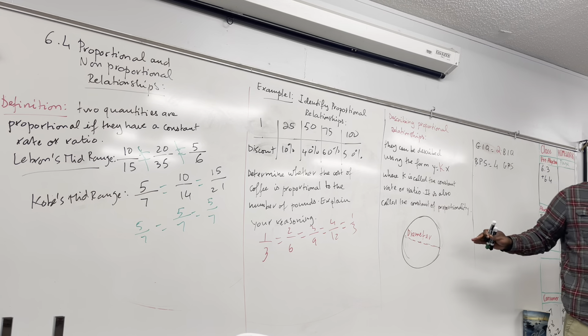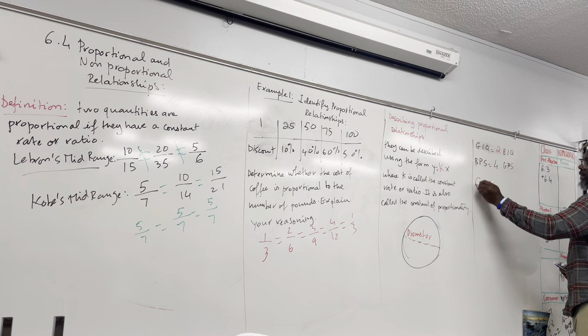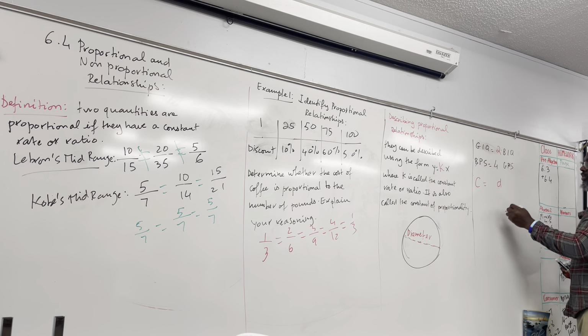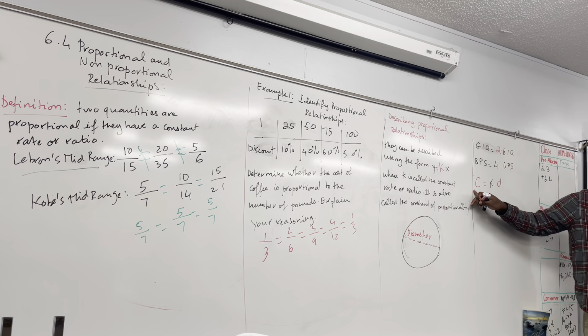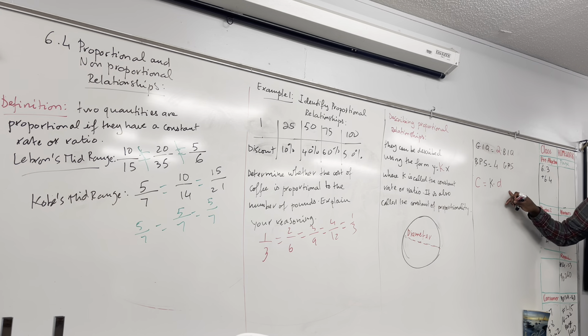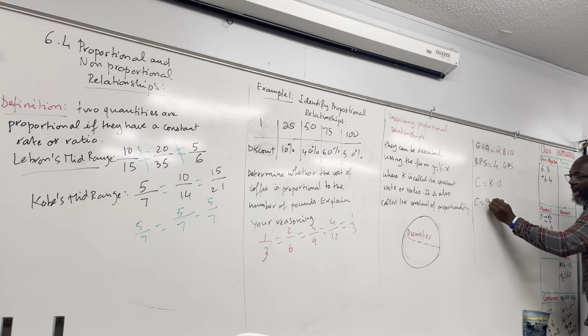So the circumference of a circle is proportional to its diameter, right? So we know that C equals something times D. We just need to figure out the constant of proportionality. We need to figure out k. By definition, circumference is equal to pi times D. So C equals pi times D.